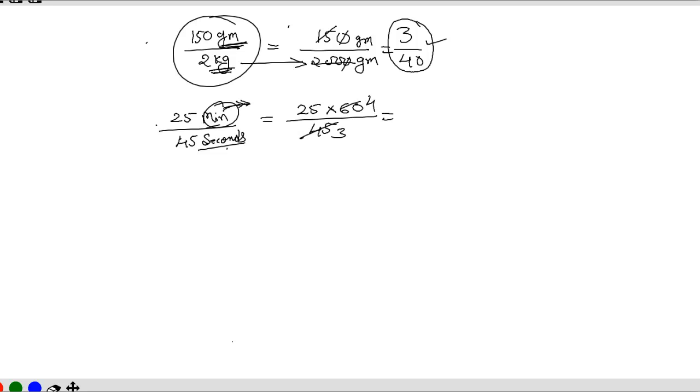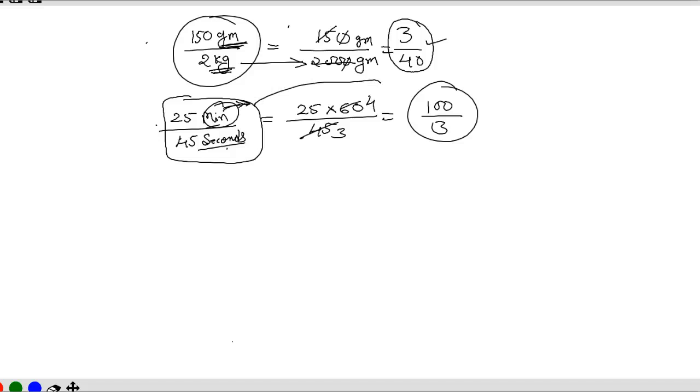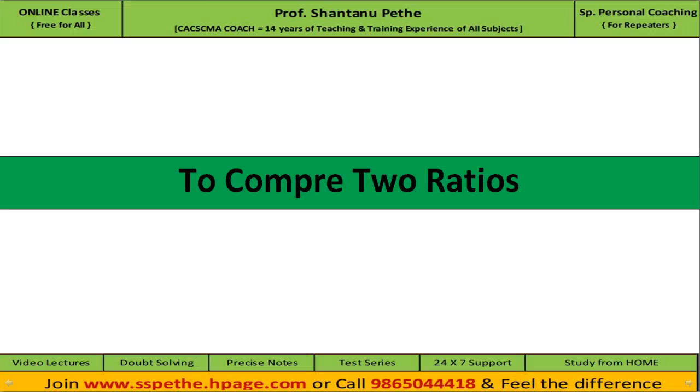So it will become 100 upon 3. So the ratio between 25 minutes and 45 seconds comes to 100 upon 3. Now let's try to see how to compare two ratios. There are two ratios and you have to compare, and you have to find which one is bigger. So let's see one example.